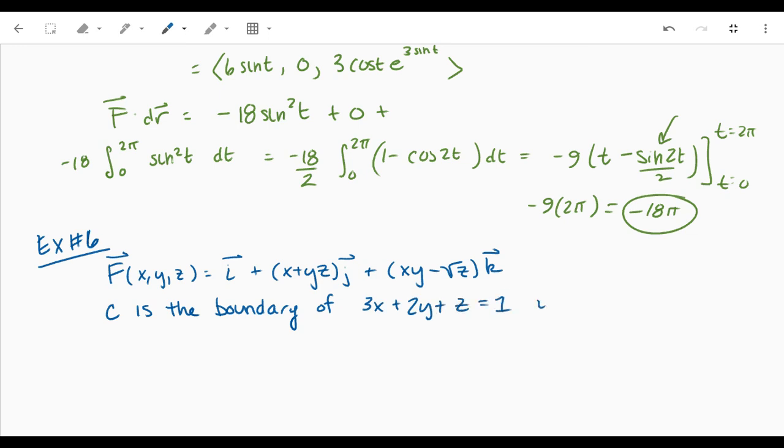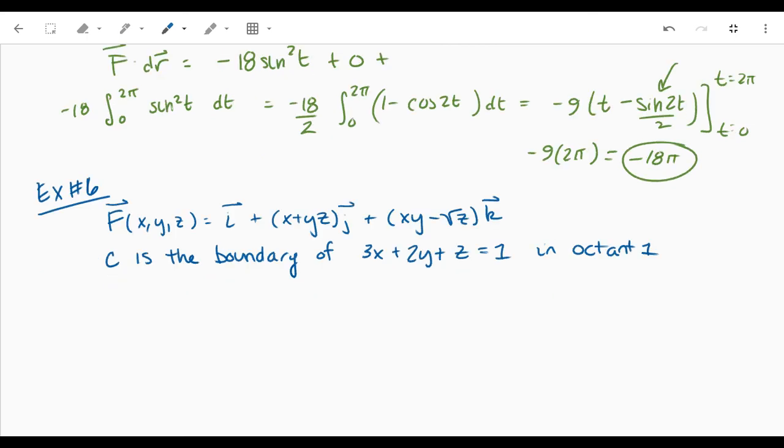Okay, in octant 1. So that's a plane. It would be more difficult for us to come up with the parametric equations of that plane. So use Stokes' theorem to find the integral over C of f dot dr. Okay, so again, if we wanted to do it like we did in the previous example, we'd have to find the parametric equations for that plane, and then we have to parameterize the function in terms of that. It gets kind of dicey. So they tell us use Stokes' theorem.